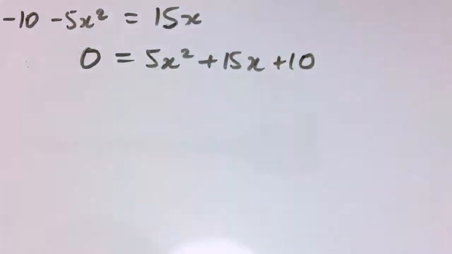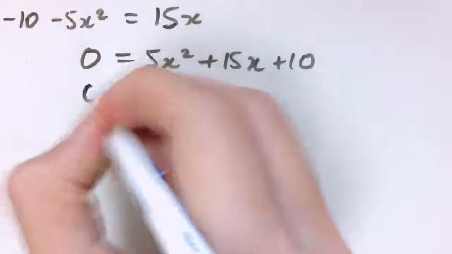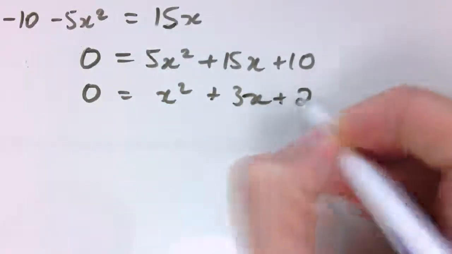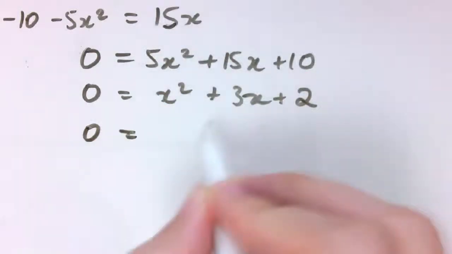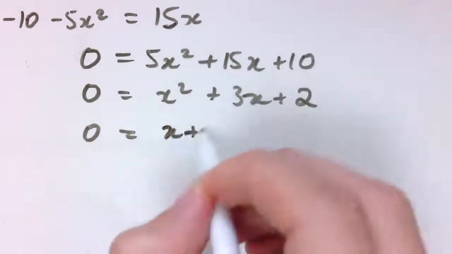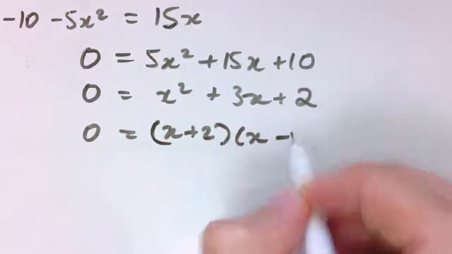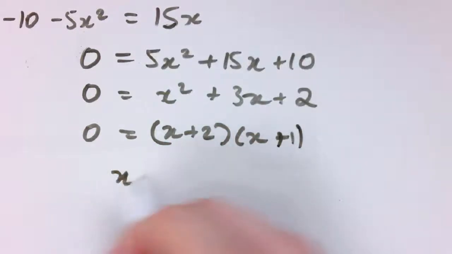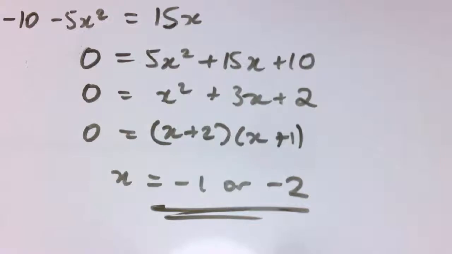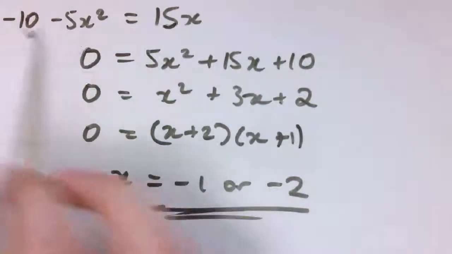15x plus 10. And this is a slightly harder one because we haven't just got 1x squared, but notice on the right hand side everything has a factor of 5, so I can divide through by 5 and get 0 equals x squared plus 3x plus 2. And then this one factorises, well, 2 plus 1 is 3, 2 times 1 is 2, so this is x plus 2 times x plus 1, so x equals minus 1 or minus 2. And you could check that they both work in here.